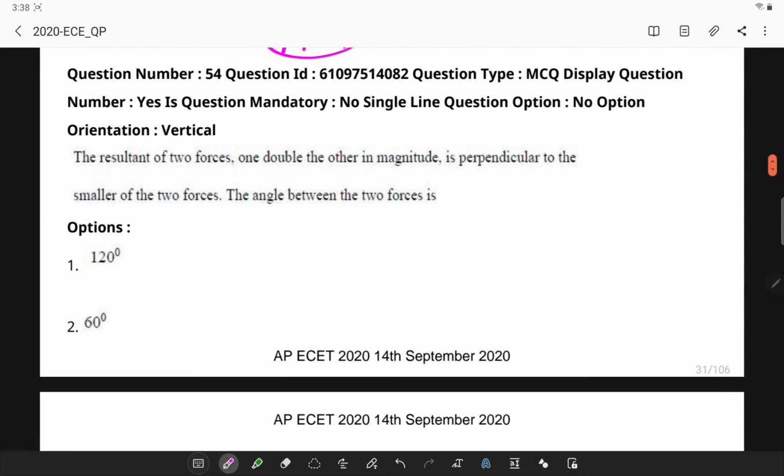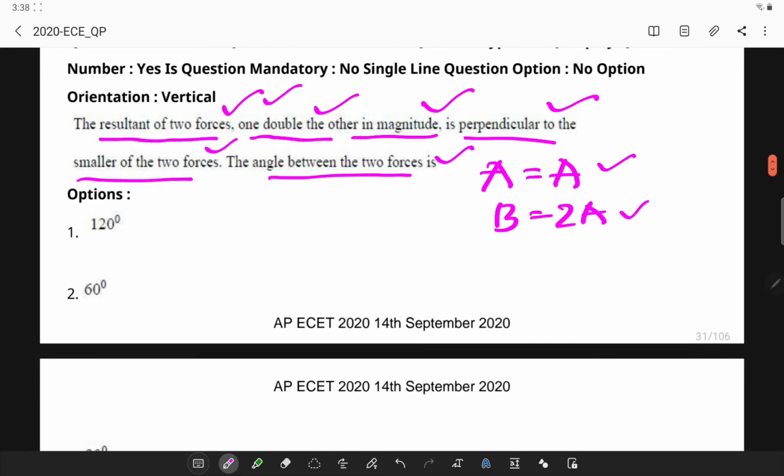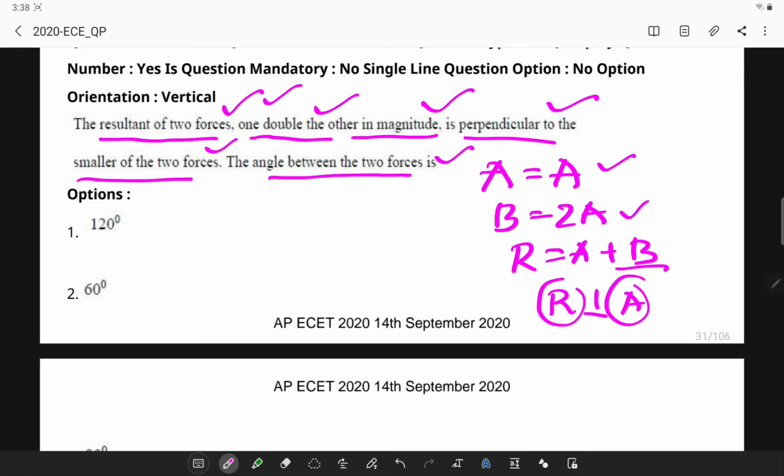Next, the resultant of two forces, one double the other in magnitude, is perpendicular to the smaller of the two forces, and the angle between the two forces is asked. Given the first is A, and the second one, B, is 2 times the first vector. He is also saying that the resultant is A plus B, and the resultant is perpendicular to the first vector.